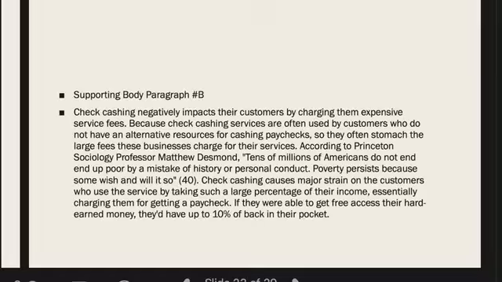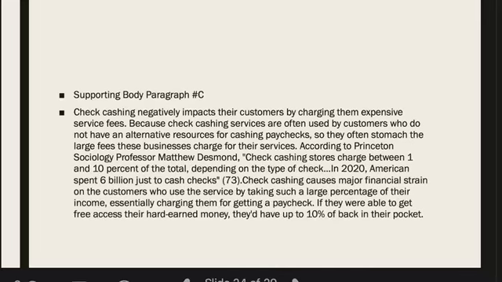Check cashing causes major strain on the customers who use the service by taking such a large percentage of their income, essentially charging them for getting a paycheck. If they were able to get free access to their hard-earned money, they'd have up to 10% of it back in their pocket. And finally, C.